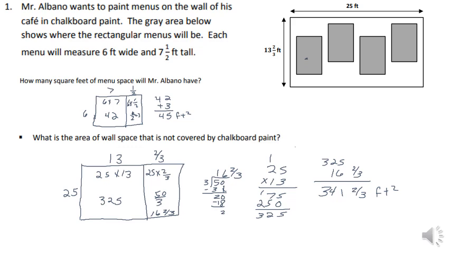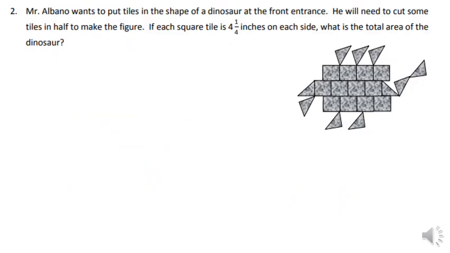Now they want to know the area of the space that will not be covered. Okay, well we know 45 feet will be covered. So we've got to subtract that from it. So 296 and 2/3 feet squared would not be covered.